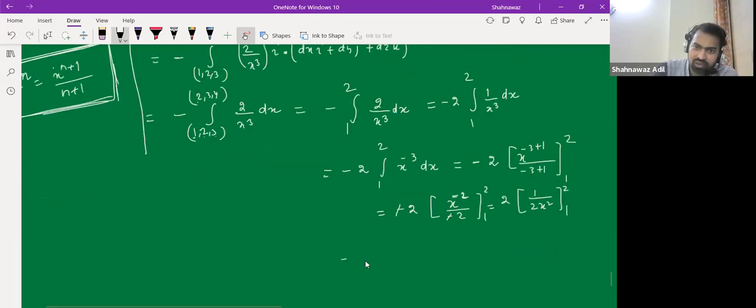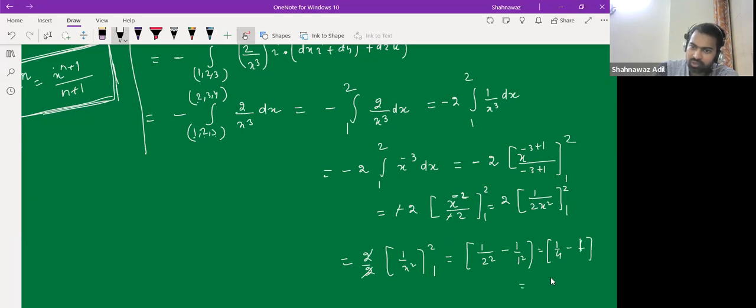So you will have 2, and this 2 is taken outside. So 1 over x square, from 2 to 1. So this would be 1 over 2 square minus 1 over 1 square. So 1 by 4 minus 1. So this is minus 3 by 4 volts. Okay. Is this clear to you guys? Clear, or do you have any doubts?